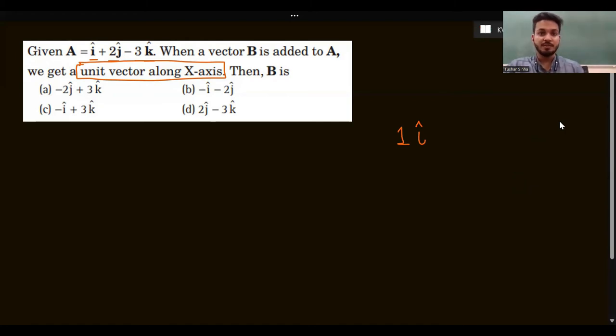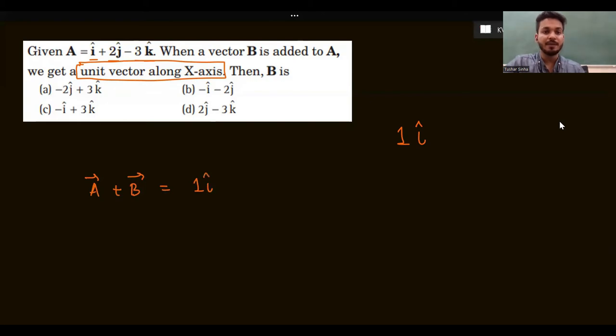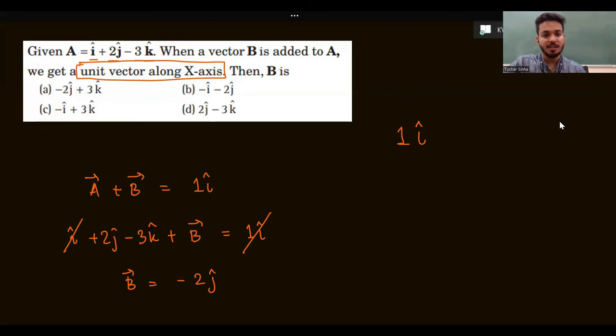Okay, so here they are saying a vector plus b vector should be equal to one i cap. So a vector is i cap plus two j cap minus three k cap, plus b vector is going to be equal to one i cap. So what I have to do is rearrange the terms. So b vector will be one i cap, and the one i cap will cancel. If I take this side, this will be minus two j cap plus three k cap. So I think the first option is the correct one. Okay, let's move on to the next question.